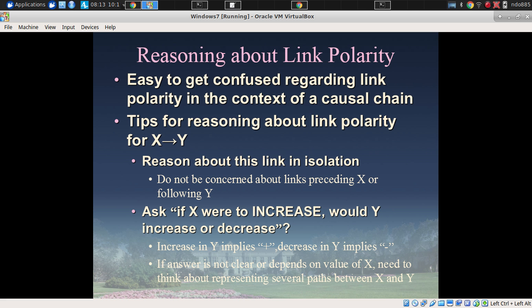There'll be time enough for thinking about the full chain when the dealing's done, when the whole chain is put together. But think about each link in isolation.